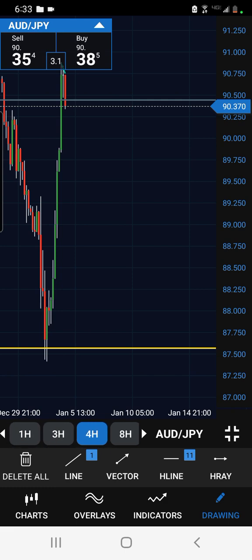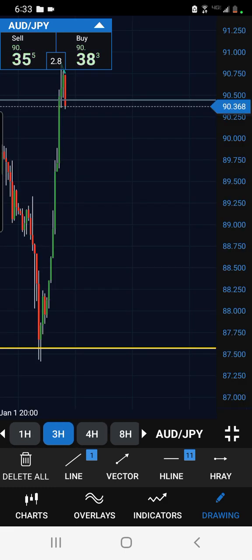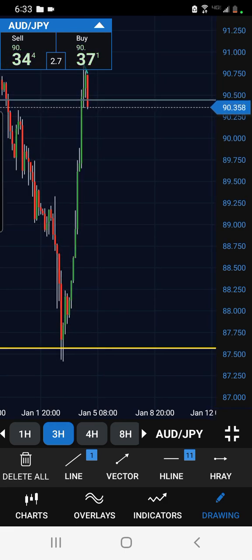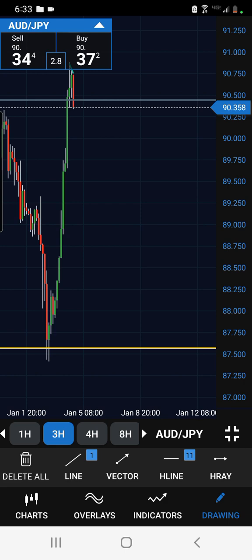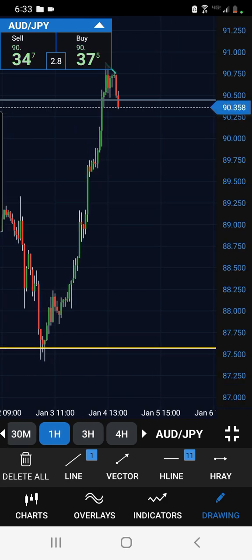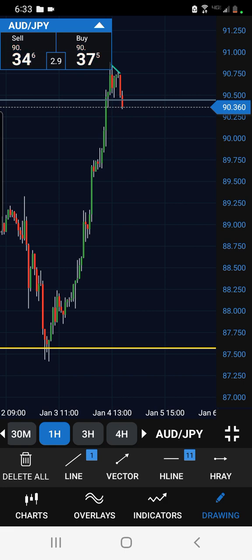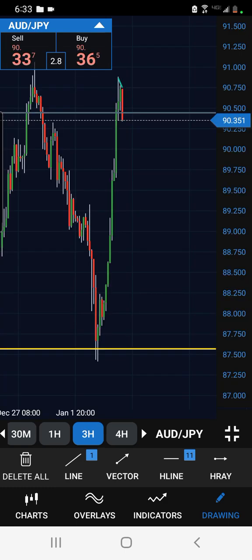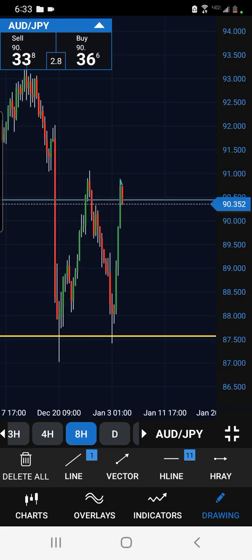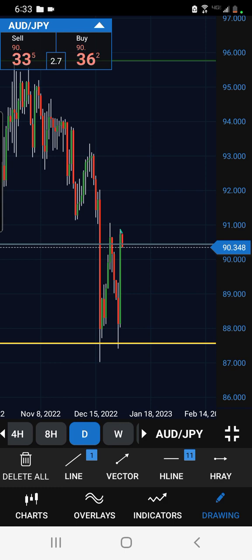All right, let's go down to the 3-hour time frame. You still see that bearish red candle at resistance. To the 1 hour, you see that, well, it was a bearish candle at resistance. It's still a bearish candle at resistance on the 3-hour, the 4-hour, the 8-hour, the day.